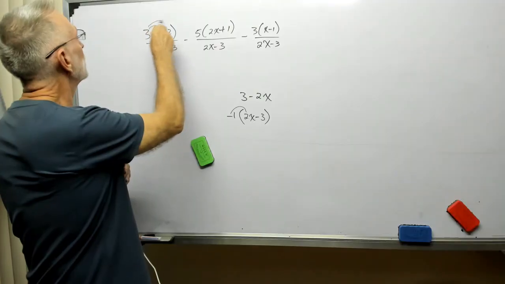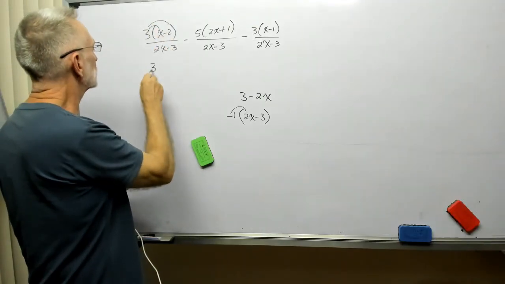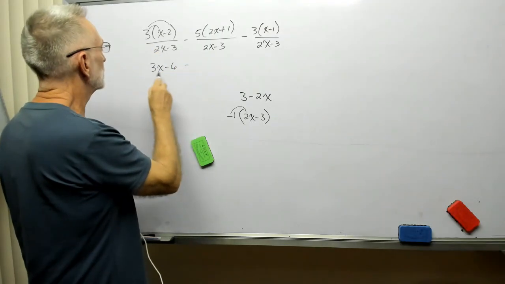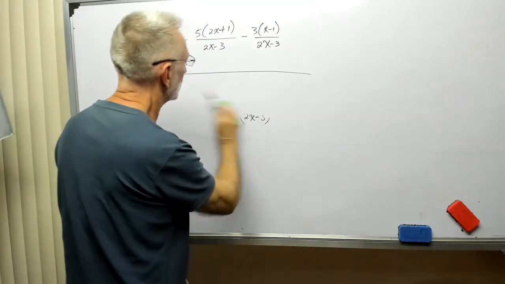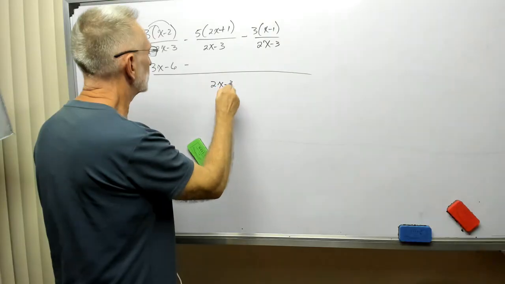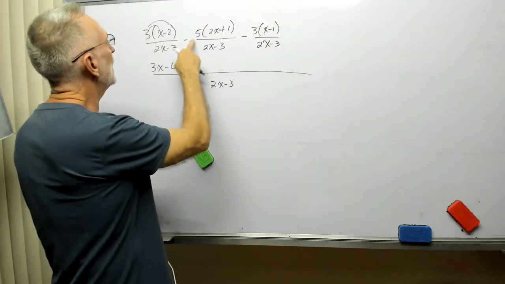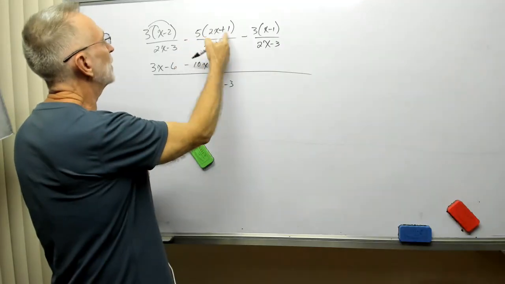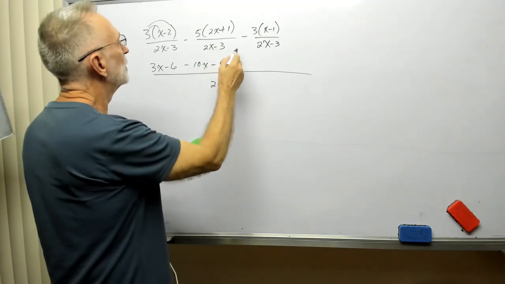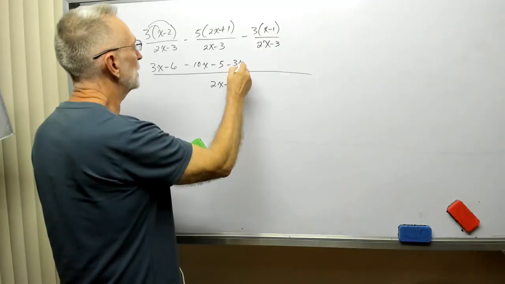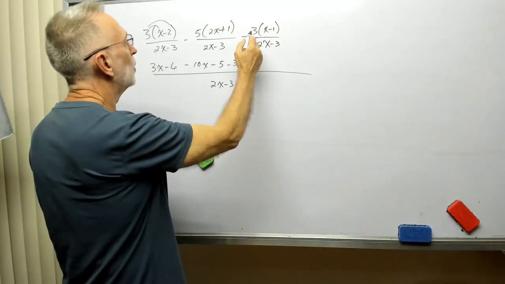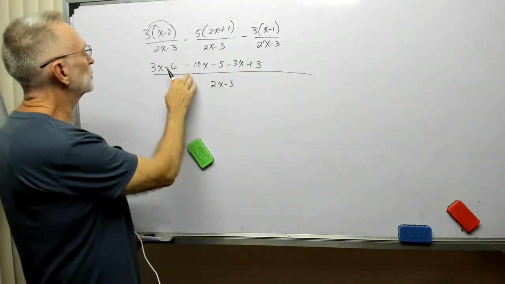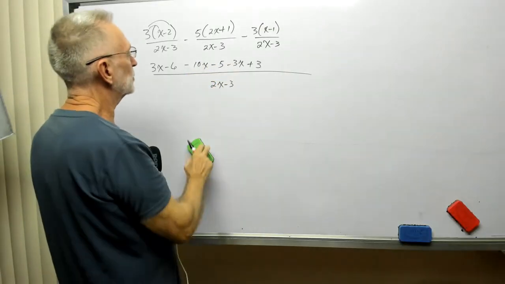Now, let me distribute. So 3 times x is 3x. 3 times negative 2 is negative 6. Minus, and keep in mind all of this is over 2x minus 3. Okay, negative 5 times 2x is minus 10x. Negative 5 times 1 is negative 5. Negative 3 times x is minus 3x. Negative 3 times negative 1 is a positive 3. 3x minus 6 minus 10x minus 5 minus 3x plus 3.